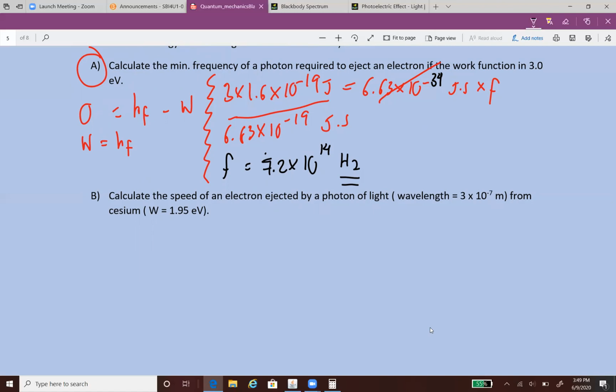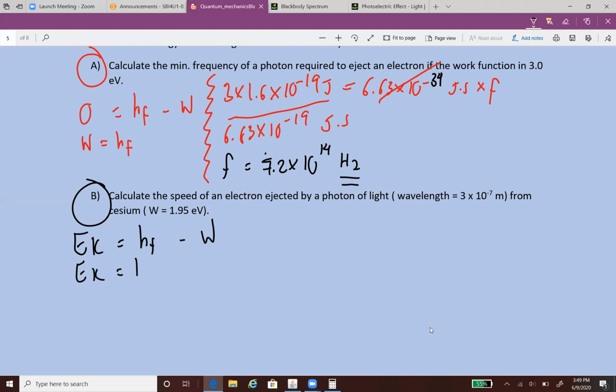Okay, we'll do one more. So you can see how the photoelectric effect is directly tied to Planck's idea. So we do one more question. What would the speed of the electron be if ejected by a photon of light where we have the wavelength and the work function is 1.95 electron volts? So in that case, there is obviously going to be leftover energy. So we could say the kinetic energy is hf minus the work function.